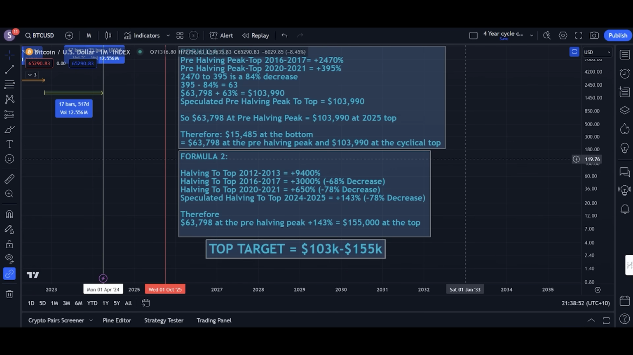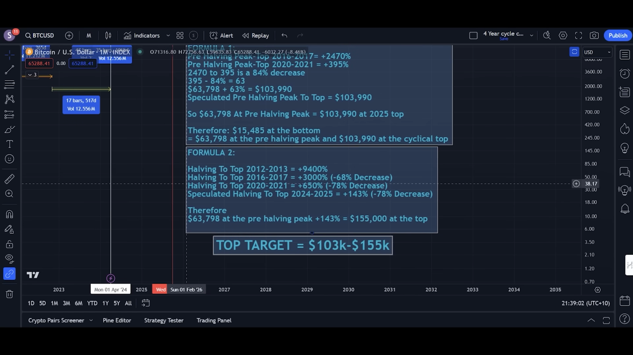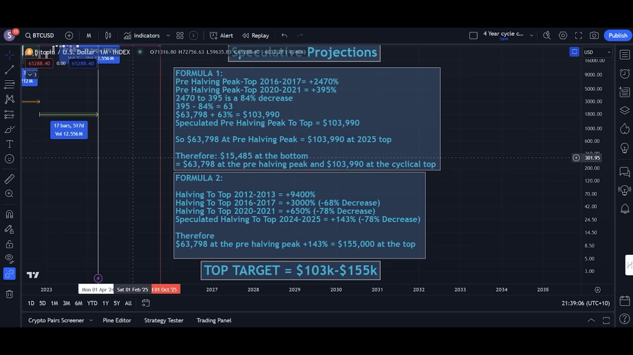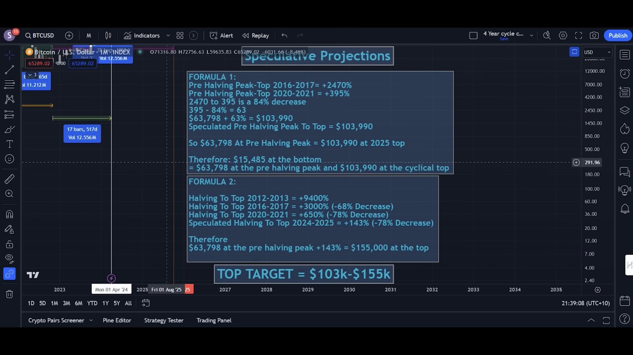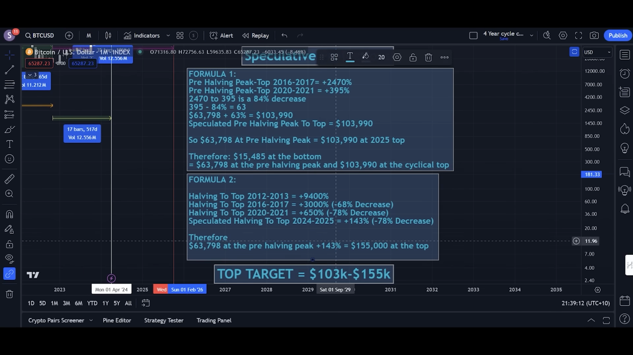I do think the price targets themselves are reasonable. I think 103 to 155k is reasonable. I think it's a reasonable target, but I don't really have a huge amount of data to support it. Right now, what I'm really showing you here today is just something that I'm finding interesting, something that perhaps a lot of people wanted me to talk about, but it's not something that I'm, again, writing my life on at all here.